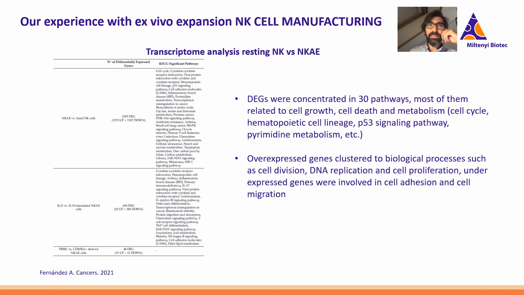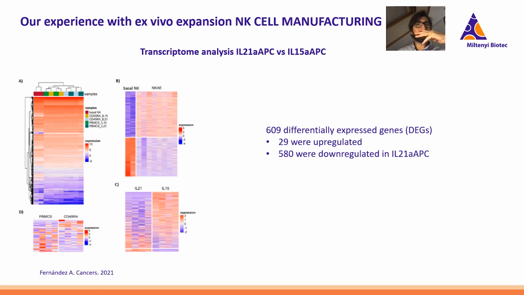The overexpressed genes clustered to biological processes, for example cell division, DNA replication, and proliferation, and the underexpressed genes were involved in cell adhesion and cell migration. Comparing IL-21 APC and IL-15 APC, we observed more than 300 differentially expressed genes, 29 of them showing upregulation. This is in figure C.